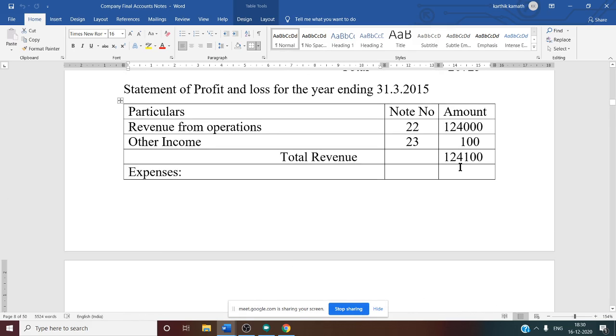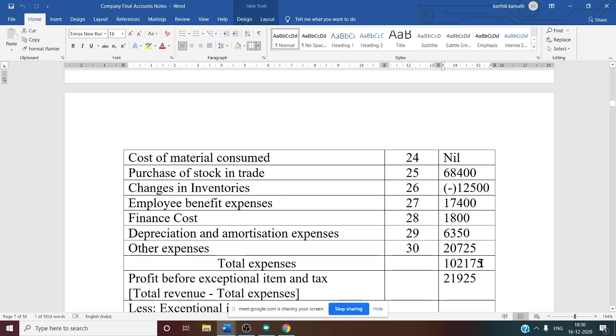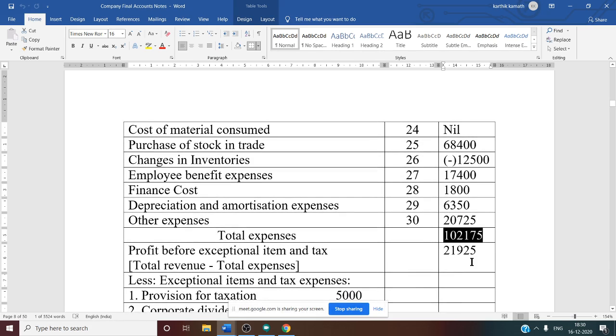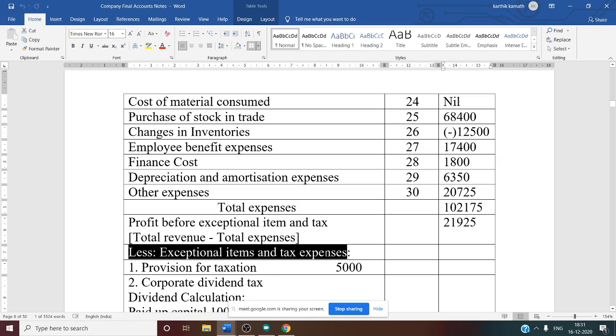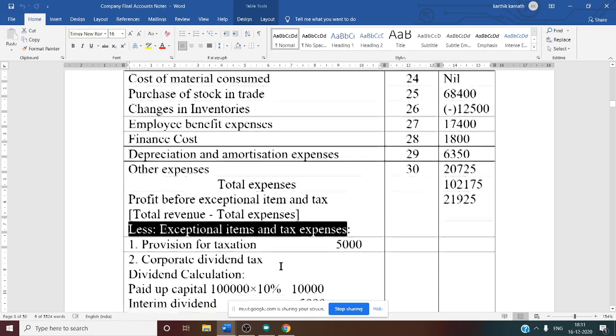So total revenue answer 1,24,100 minus total expenses answer 1,02,175. If you deduct this, you will get the difference amount, that is 21,925, the profit before exceptional item and tax. Yes. After this, there are certain deductions you have to make. That is exceptional item and tax expenses. See this? Less from the profit before exceptional item and tax, you have to deduct the provision for taxation.